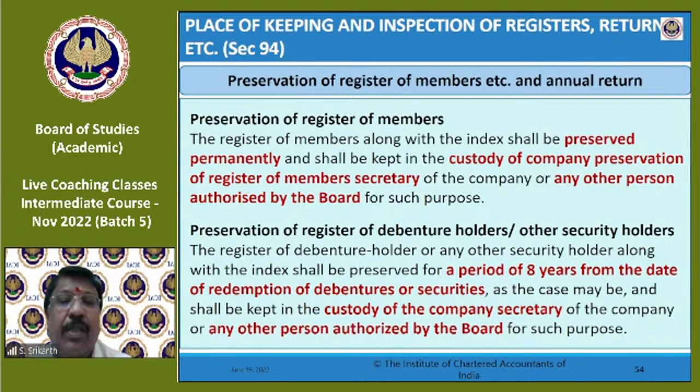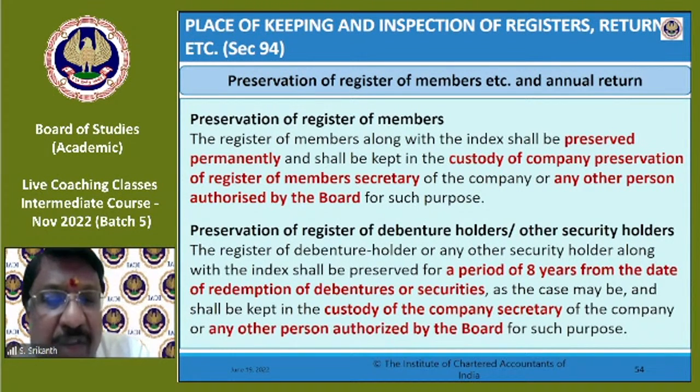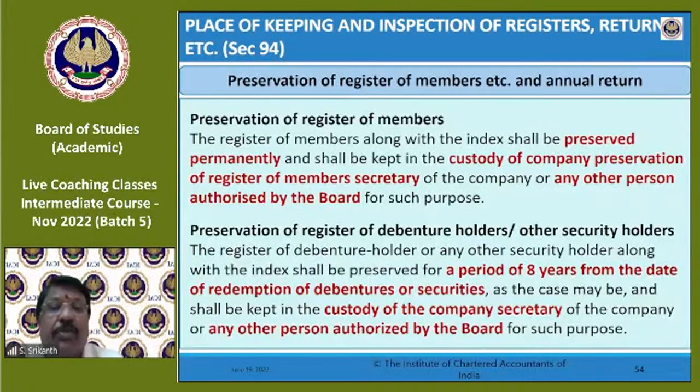Okay. The register of debenture holders or security holders should be preserved for a period of 8 years from the date of redemption of debentures or securities. So, register of members permanently, whereas register of debenture holders for a period of 8 years from the date of redemption of the debentures or securities. They should be in the custody of the company secretary or any other person authorized by the board.